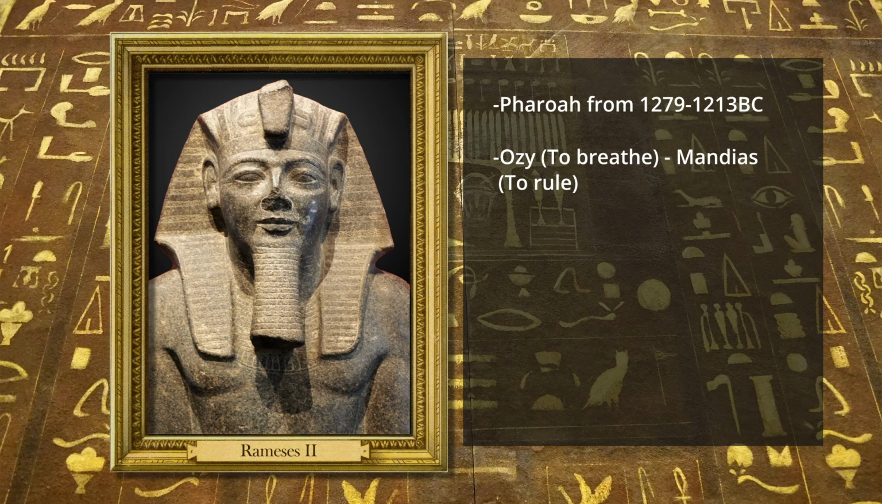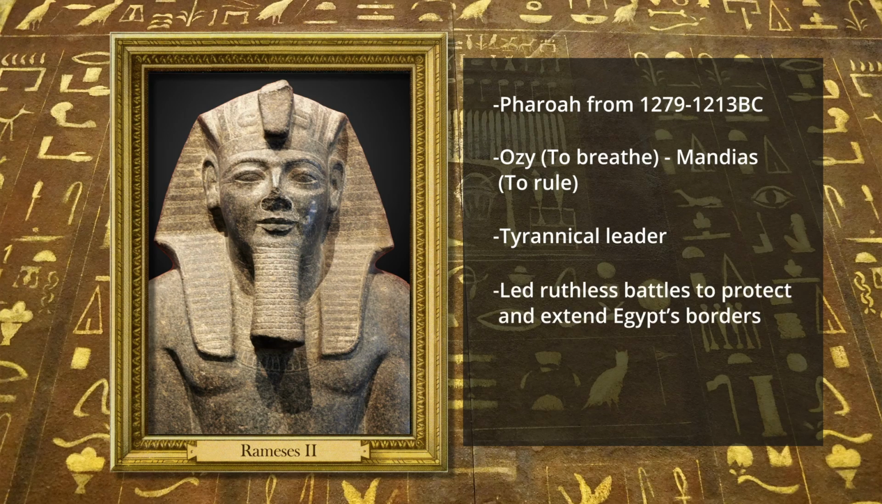Very much like King George III, he was a tyrannical ruler and he led numerous battles, and this was ostensibly to protect Egypt's borders, but also to extend its territory. And he did this through many ruthless military attacks. It is actually believed that he led Egypt during the biblical exodus of Moses.